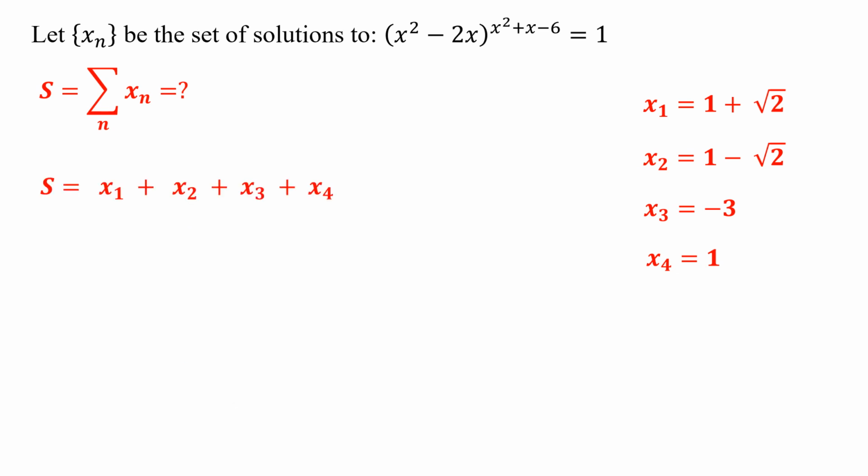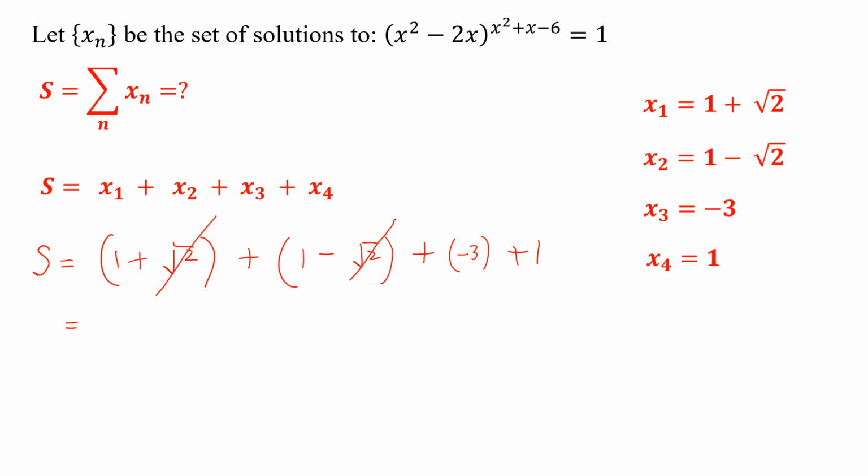If we add all these roots, so S equal to 1 plus square root of 2 plus 1 minus square root of 2 plus minus 3 plus 1. So plus square root of 2 minus square root of 2 cancel, 1 plus 1 plus 1, this is 3, and plus minus 3. So these are cancelled, and the sum of all the roots of this equation is 0. And this is the required answer.